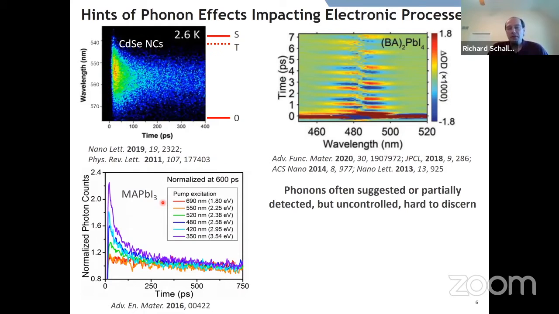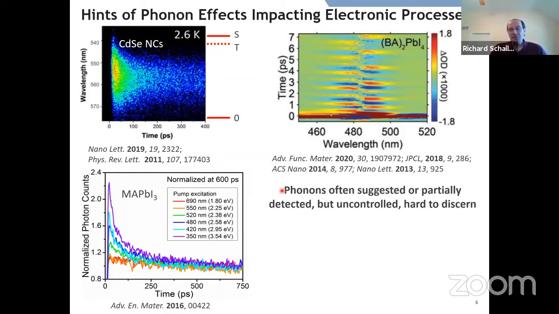So, and I offer this just as something to hopefully get you thinking about, electron hole pairs are critical for the electronic function of materials, but phonons do play roles in how those electron hole pairs are recombining and going forward with your optoelectronic process.